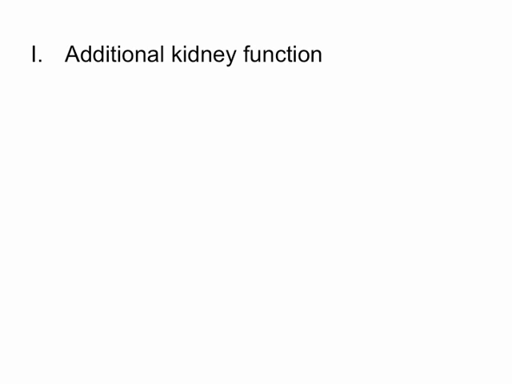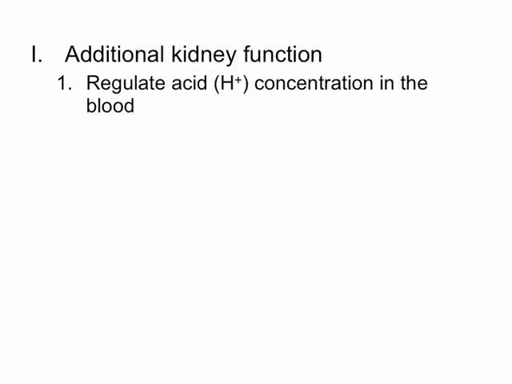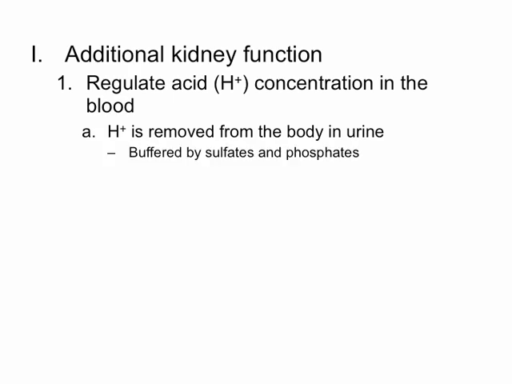And there are some additional kidney functions. One is to regulate acid or hydrogen ion concentration inside the bloodstream. Hydrogen ions can be removed from the body in urine. When they are, of course, the concentration of hydrogen ions is going to decrease, and as a result, the pH would go from being acidic closer to a neutral situation. So this process is actually buffered by sulfates and phosphates because then we would have a really acidic urine if we didn't have a buffer involved.